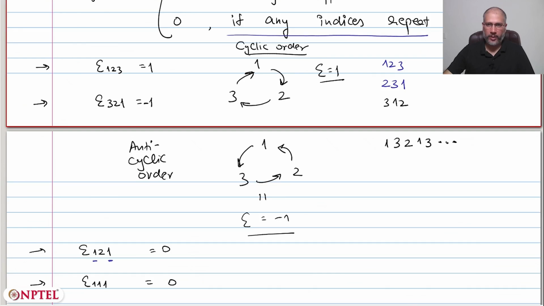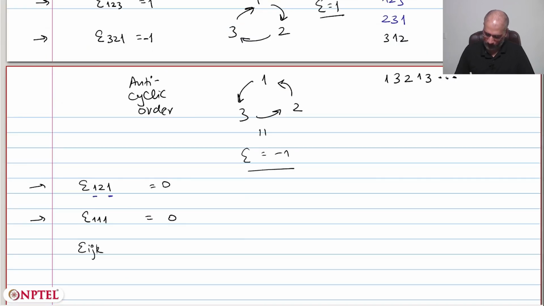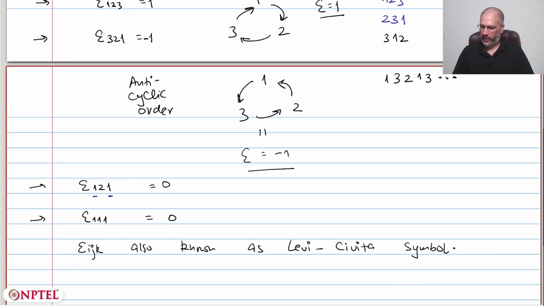This symbol epsilon is also known as the Levi-Civita symbol. So in some texts you may see they may write the Levi-Civita symbol. So that's basically referring to the permutation symbol epsilon. And the name permutation is also quite straightforward because we are following a certain order. So that's the idea of having permutation in the name.